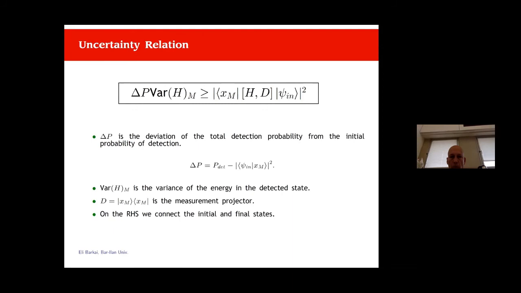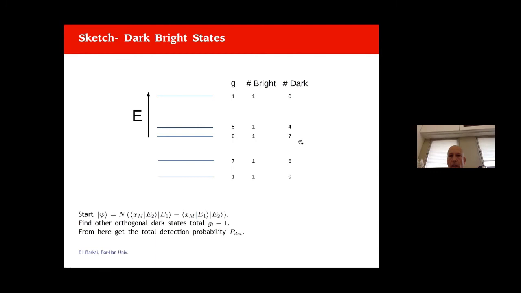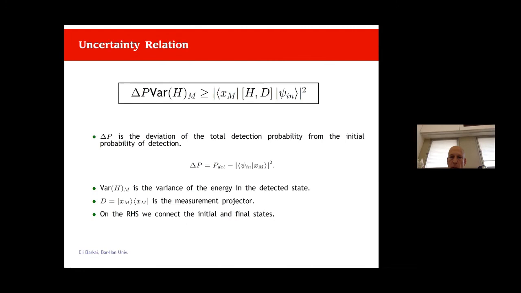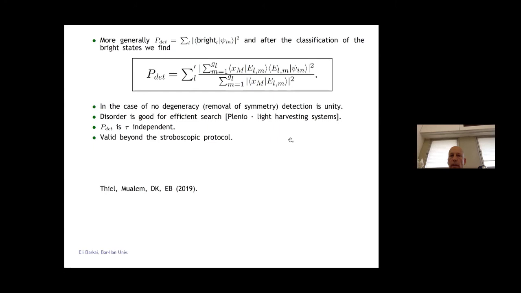I'm not going here into the detail, but like I showed you before, where I construct from a linear combination of two degenerate energy states a dark state, I can continue in this with a Gram-Schmidt type of procedure and find all the dark states in the submanifold. And once I have all the dark states, then I can find the detection probability. And that goes back to the equation that we had before, which I gave you here. So this is how we get to this equation. I'm not going here into the details.